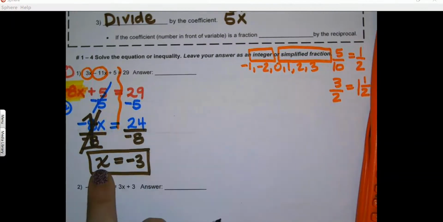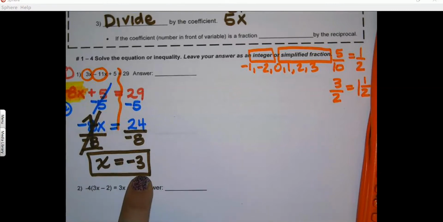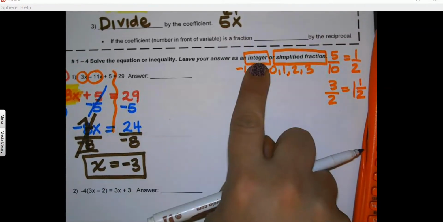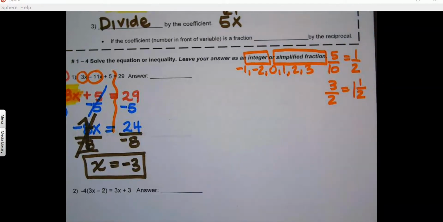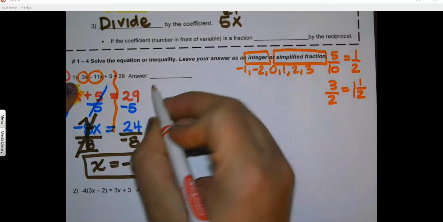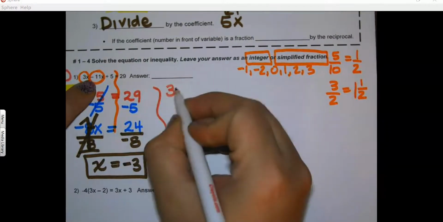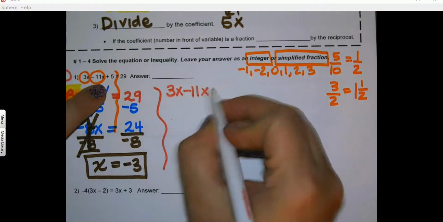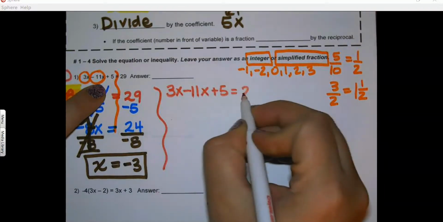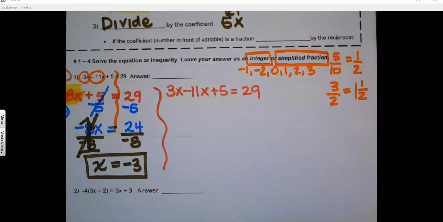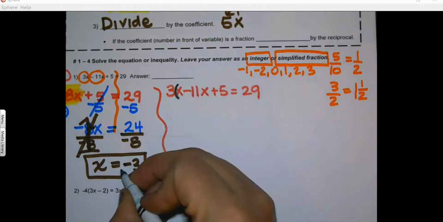So our goal when we're solving an equation is to get the variable, the x, all by itself. So this is our answer. It is an integer. Now, the reason why I love solving equations, it's one of my favorite topics in algebra, is because when I'm done, I could take the original problem I was given and check it by replacing the x with the number I just got.